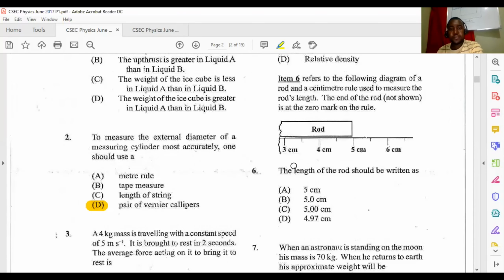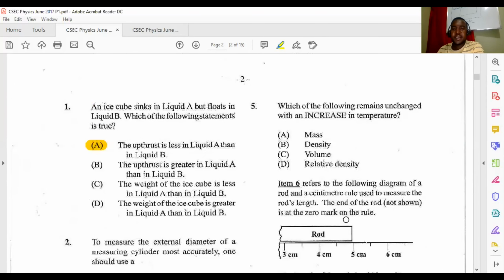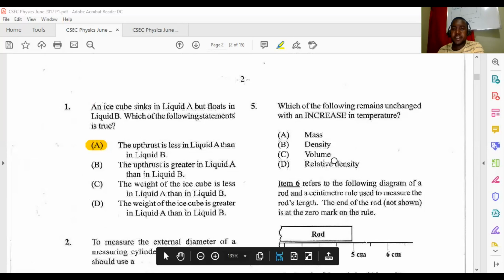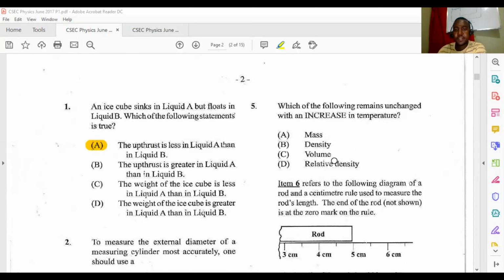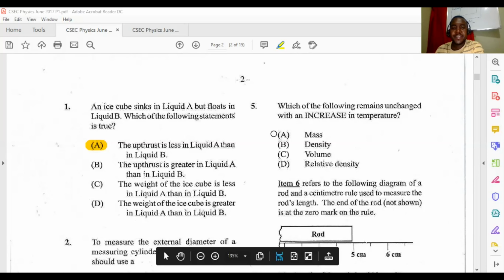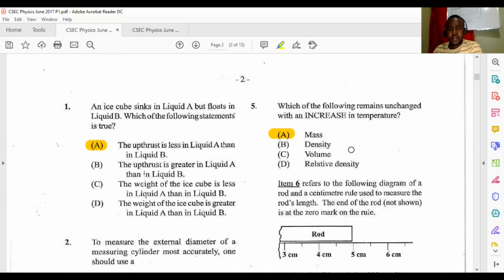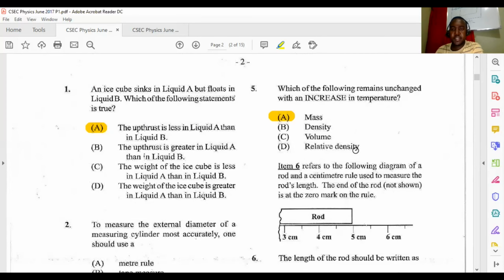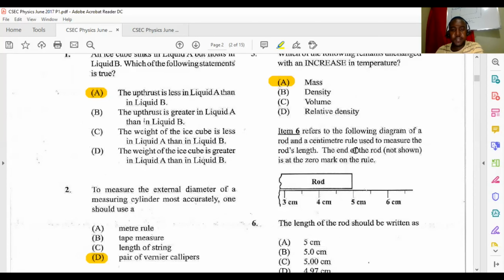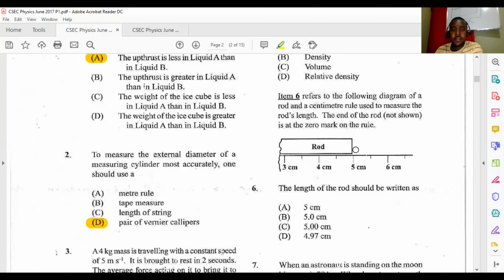All right? Question 5. Which of the following remains unchanged with an increase in temperature? Mass, density, volume, relative density. A. Great. All right, so that one should be simple because mass never changes regardless of the change in any other quantities. All right, so 6.